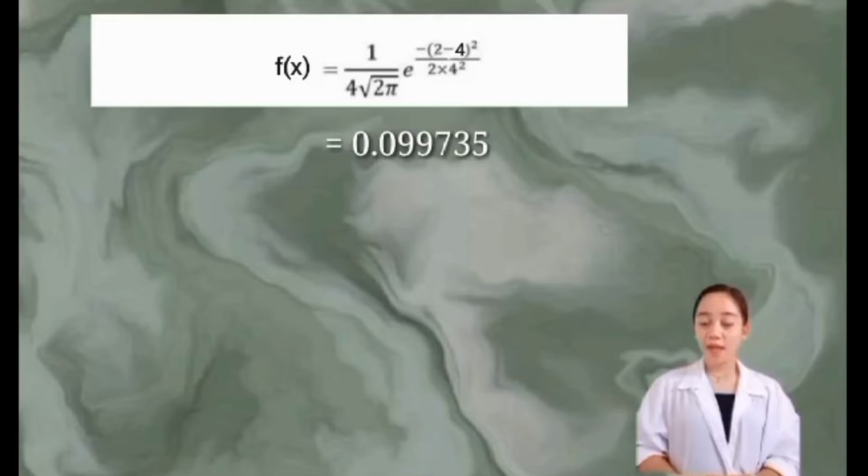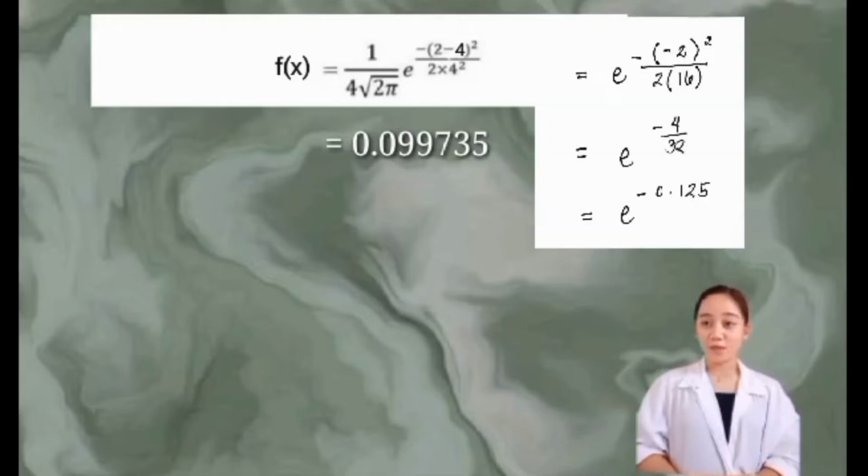So, 2 minus 4 squared is equal to negative 2 over 2 times, the 4 squared is equal to 16, so 2 times 16. And that would equal e raised to the power of negative 4 over 32. Then we convert it to decimal form. So that would equal e raised to the power of negative 0.125. So same value as in example number 1.